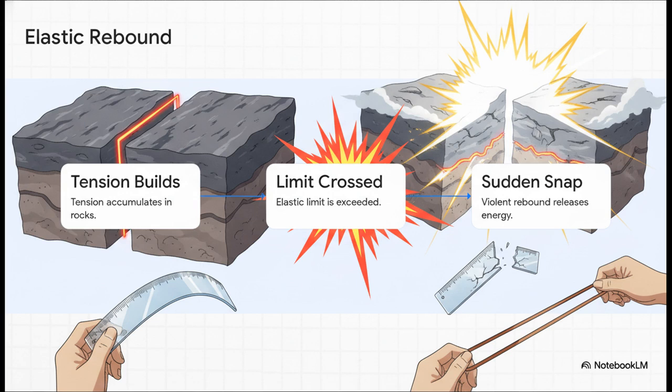It's kind of like taking a thick plastic ruler and just bending it. As the plates jam together, solid miles of rock literally bend, building up massive tension. But eventually, that elastic limit is crossed, and when it is, snap. The rocks violently rebound back to their original shape. That huge, sudden release of trapped energy, that is your earthquake.